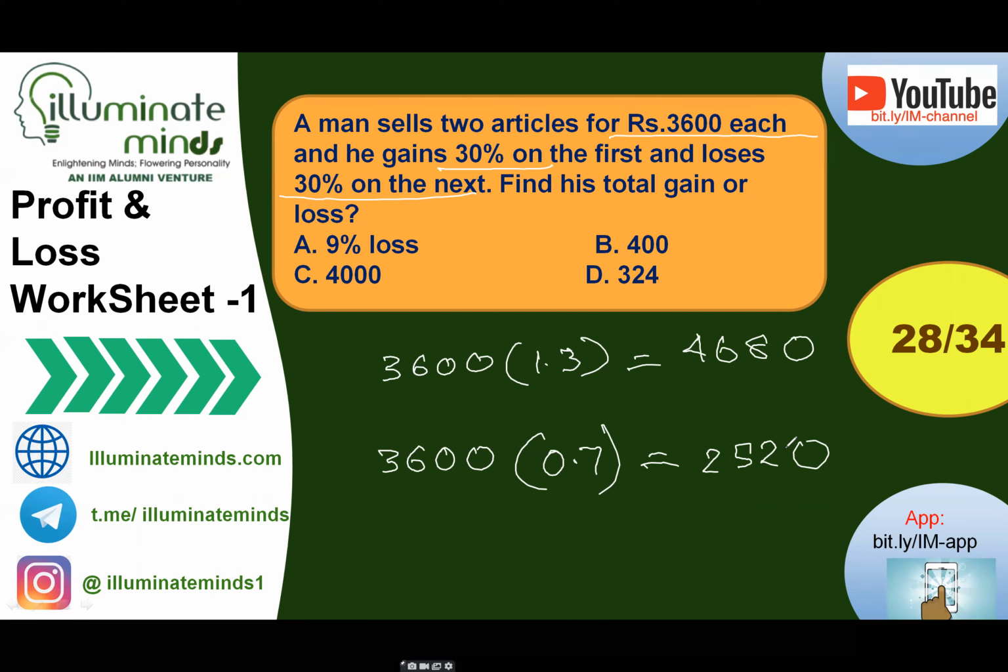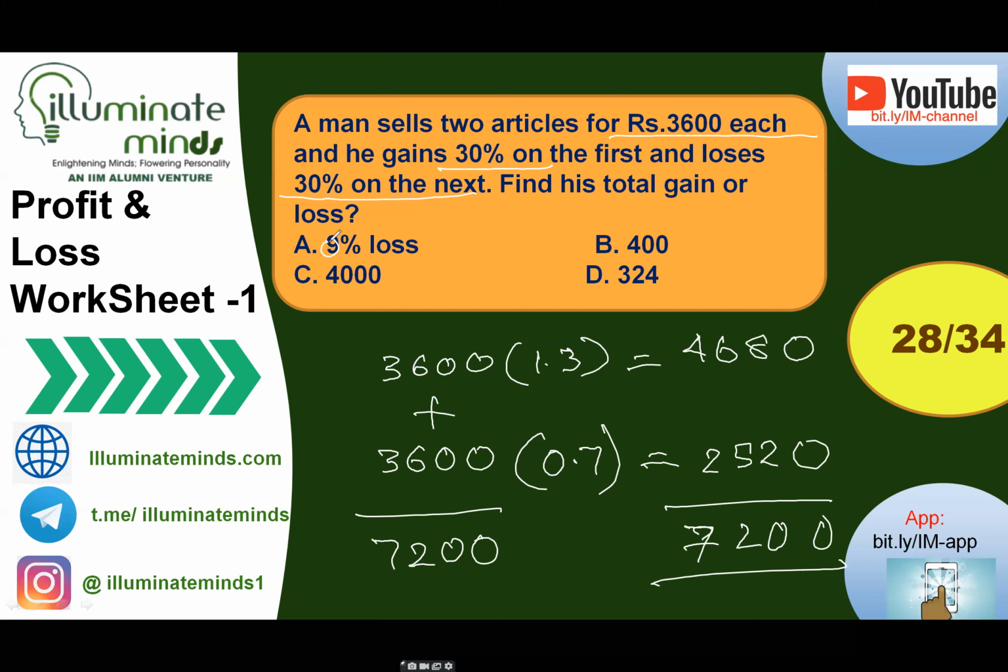So this will be equal to 3600 plus 3600, 7200 in this case. It should not be. It should be 0% loss instead of 9% loss. Option A will be same.